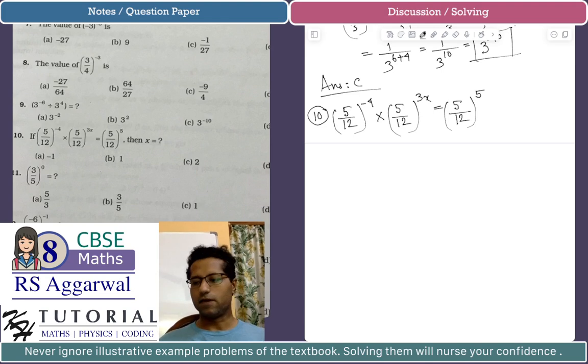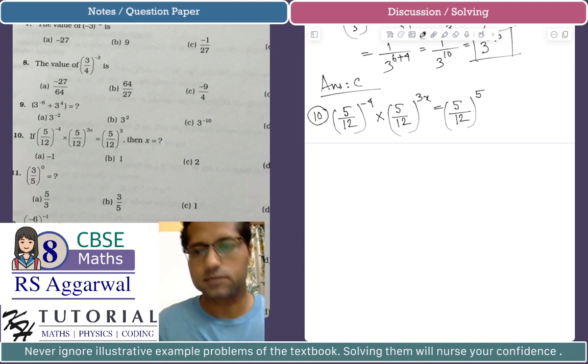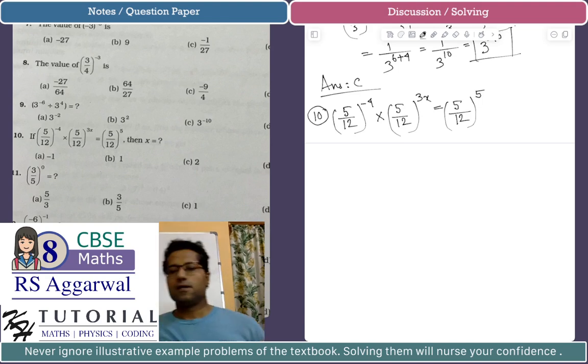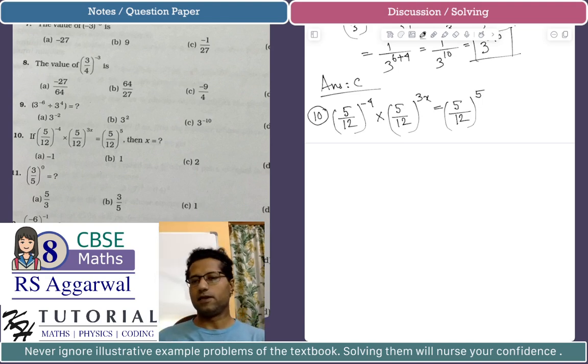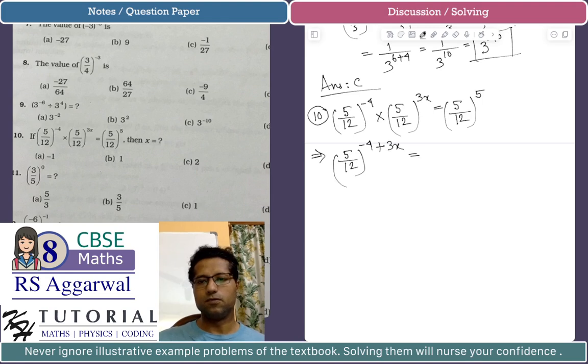Now we see that in this kind of problems we have to solve for x, where x is in the power, and we can see both the left hand side and the right hand side, all the exponential terms are having the same base, that is 5 by 12. So we will have to convert both the LHS and the RHS in the exponential form so that the base will be same. In this case the base will be 5 by 12. So if we simplify the left hand side, this becomes 5 by 12 whole raised to the power minus 4 plus 3x equal to 5 by 12 raised to the power 5.